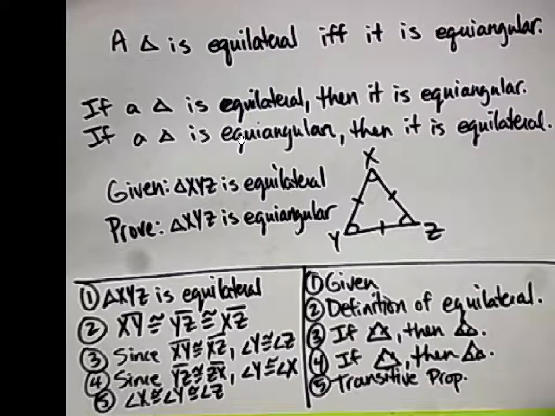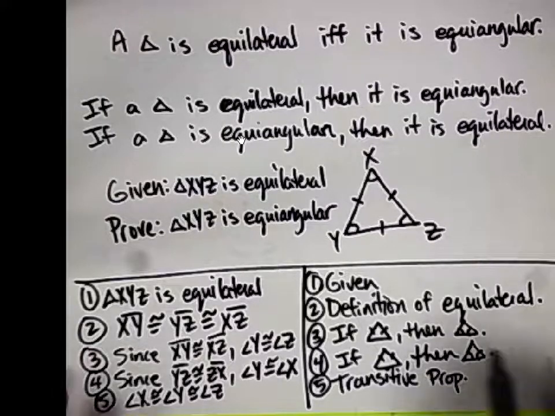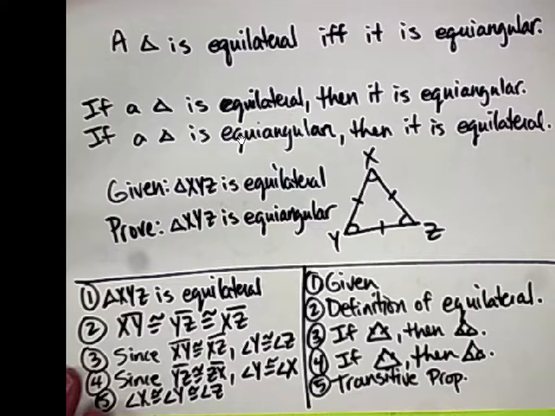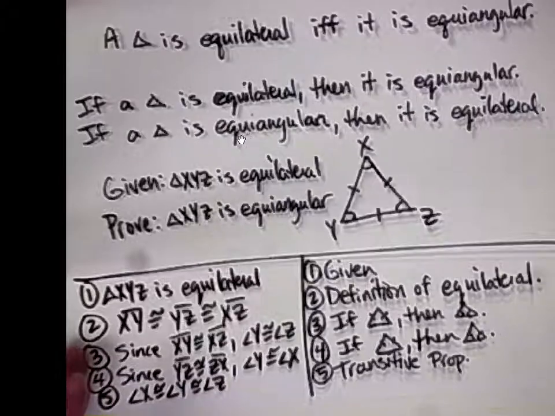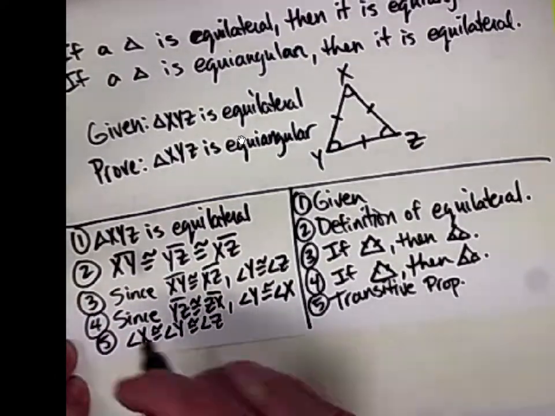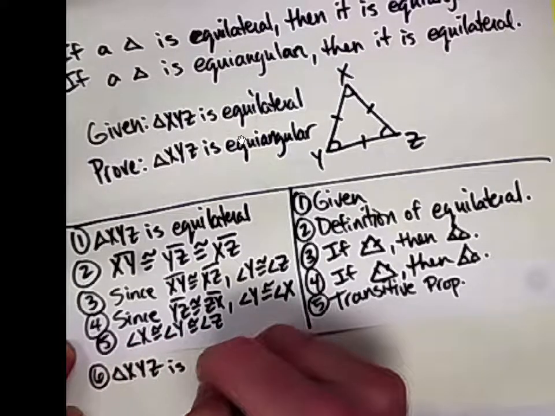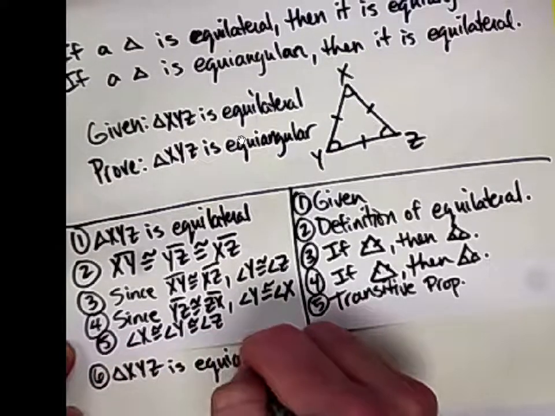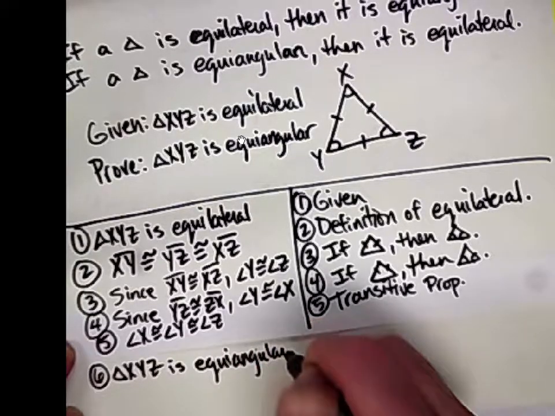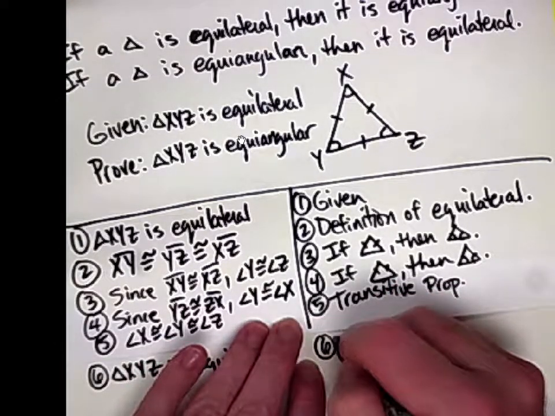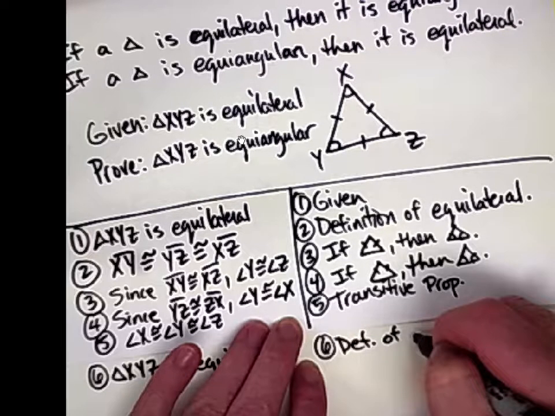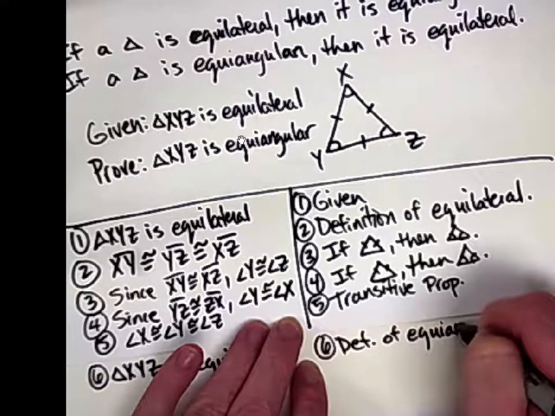Right? And then we got it. If all three angles of a triangle are congruent, then what? We can call triangle XYZ equiangular. And the reason is definition of equiangular.